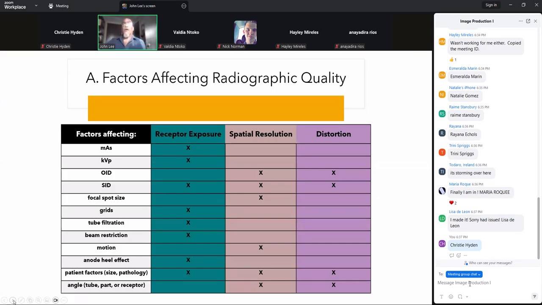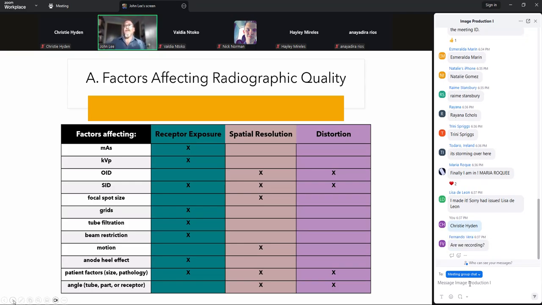So first thing we want to look over are the factors that are going to affect our radiographic quality. And of course, they're divided into three categories: receptor exposure, spatial resolution, and distortion. And on the left side of our chart, we have all the different factors that go into our image production. And the X's on the right columns are going to denote that factor affecting receptor exposure, spatial resolution, or distortion.